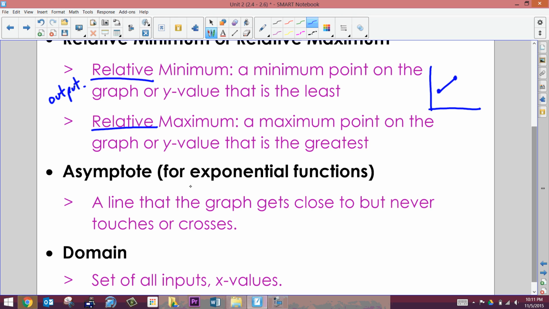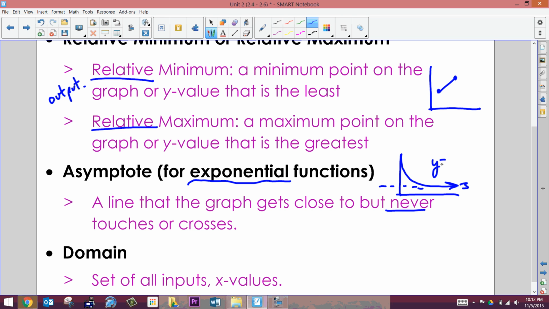Asymptotes, this is for exponential functions only. This is what happens as the line approaches something. Notice as the x's get bigger, the line, or the curve I should say, flattens out. Now it never touches it. It never touches, but it gets near the value. So if this value is somewhere around 3, we would say it approaches the line y equals 3, and that would be an asymptote. So it's a line that you approach. And I think the key word is approach.